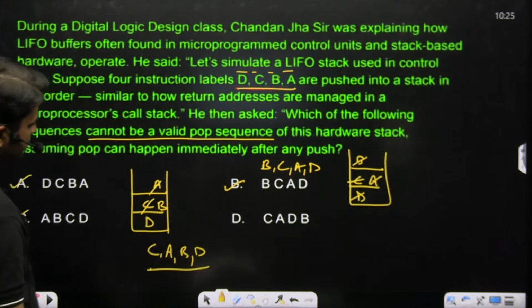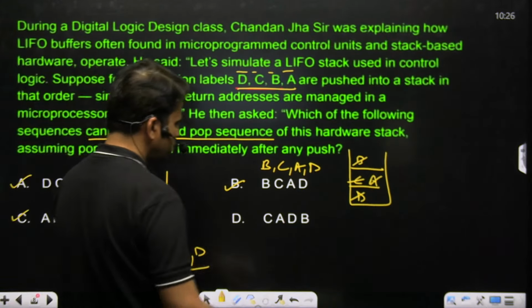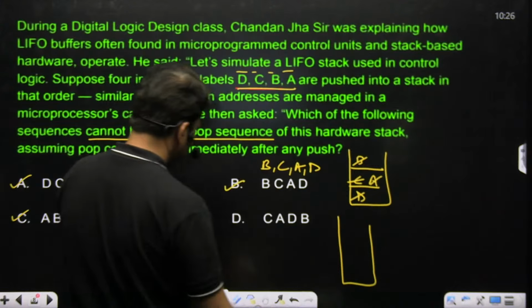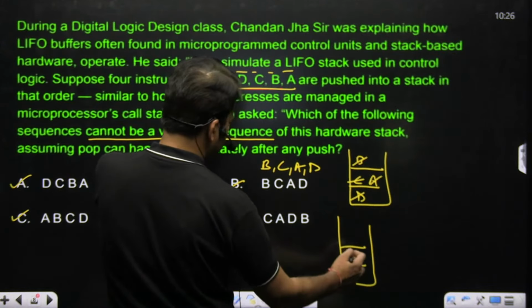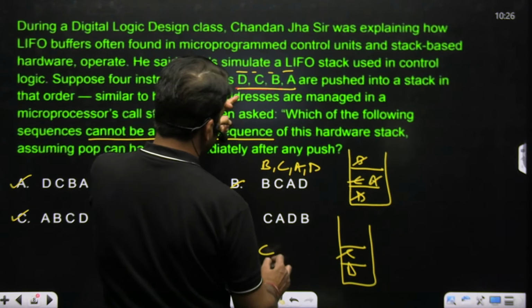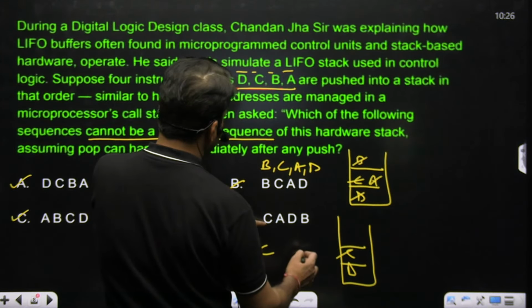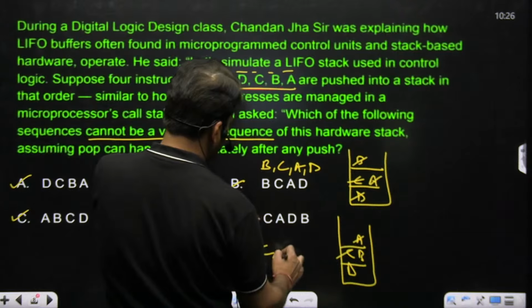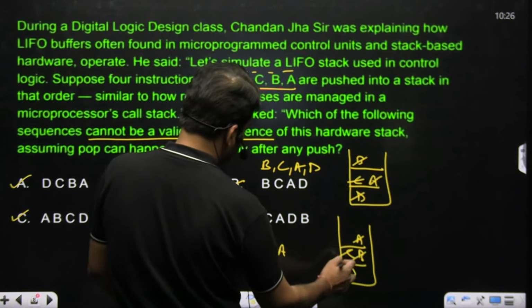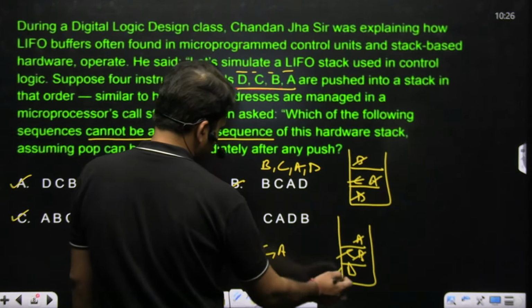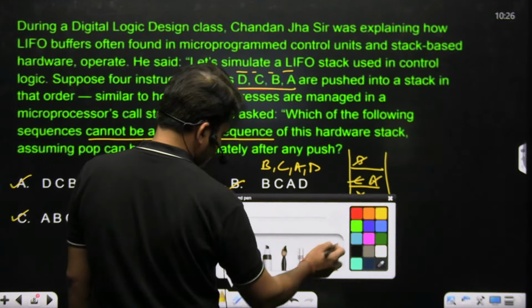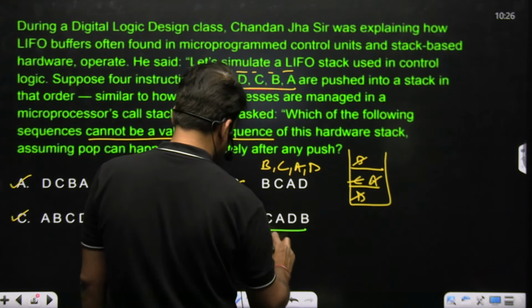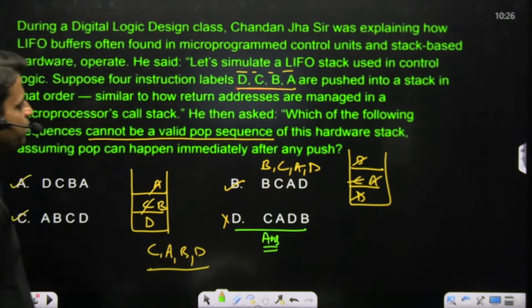I think D is not valid. Is D valid or not? Check one more time. First push D, and then C, and then pop C, right? Then push B and A, then pop A, then pop B, then D. So this is not valid. That's why the answer is D, not B. Because this is asking about what cannot be a valid pop-out sequence. So D is the answer for this question. Okay.